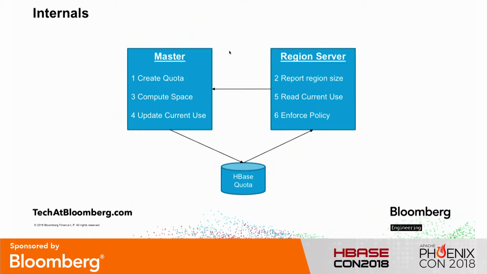Then there's a refreshing period in the region servers, which would pull the data out and check if this table has reached the quota or not. And if it has reached the quota, when a future request comes, it would say you are above the quota, and then it will start enforcing the policy. So that's on a high level how it works.